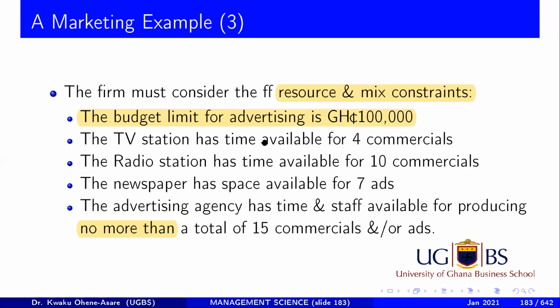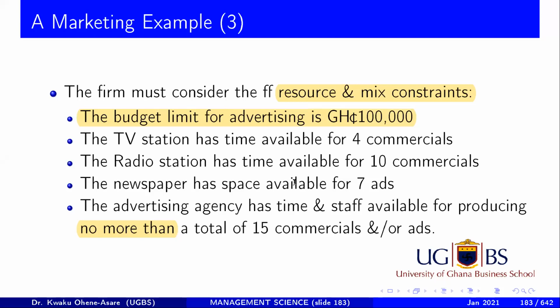The TV station has time available for 4 commercials. Available means that it's on the right hand side. The radio station has time available for 10 commercials. Newspaper will not have time available, but it will have space available for 7 ads. And then finally, we are told that the advertising agency has time and space available for producing no more than a total of 15 commercials and or advertisements.